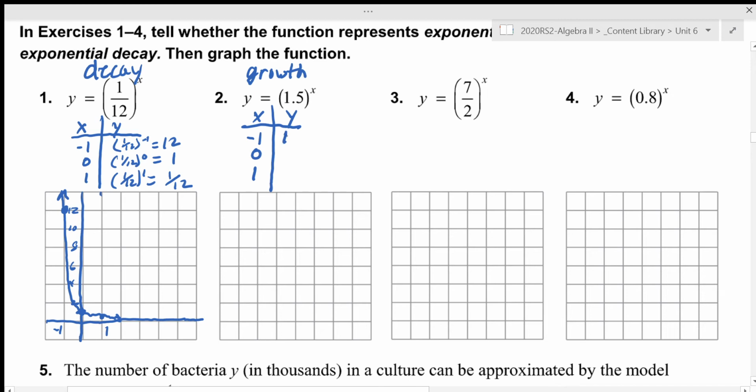If I have 1.5 to the negative first power, that is 0.6 repeating. If you don't know that offhand, that's okay. You could do that on a calculator to come up with 0.6 repeating. 1.5 to the 0 power is just 1, because anything to the 0 power is 1. And 1.5 to the first power is 1.5. So we've got 3 points we can plot.